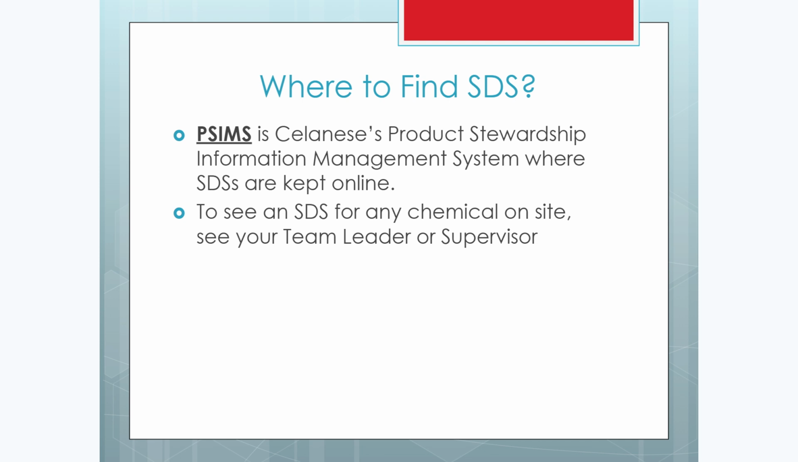Where do you find the SDS? So like I said, we keep an inventory of all these SDS sheets. They are located in Celanese's SharePoint, their product stewardship information system, where they are kept online. To see an SDS for any chemical on site, just contact your team leader or supervisor, and we can get that for you.